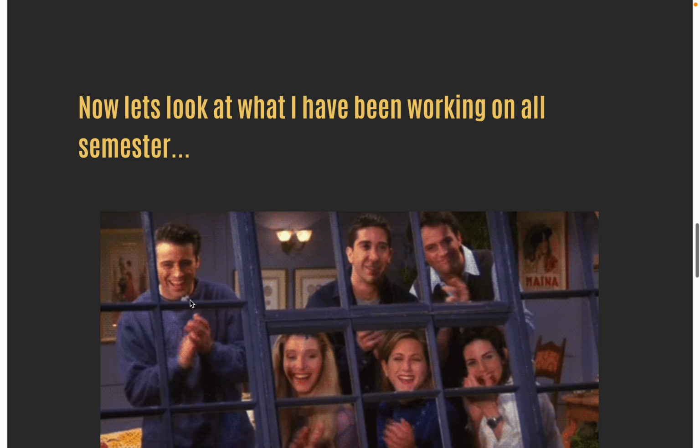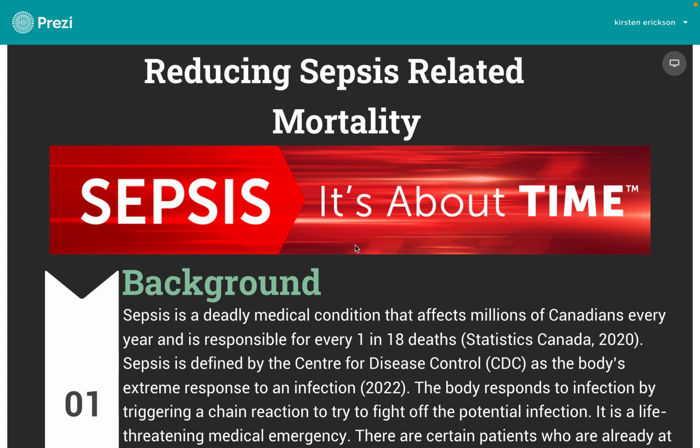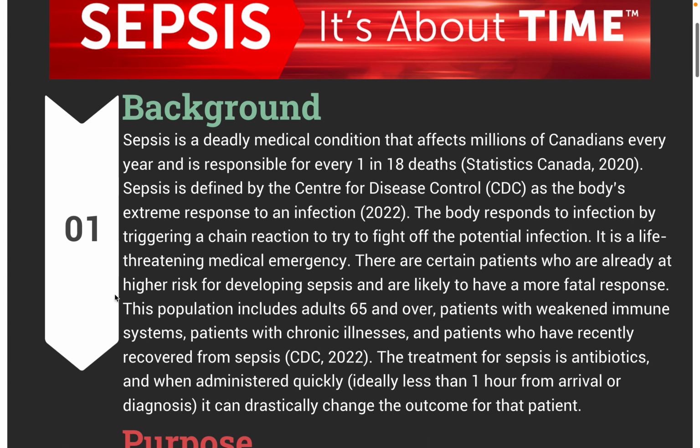Now let's take a look at what I've been working on all semester. So I looked at how we can reduce sepsis-related mortality. So sepsis is a deadly medical condition that affects millions of Canadians every year and is responsible for 1 in every 18 deaths. Sepsis is defined by the Center of Disease Control as the body's extreme response to an infection.